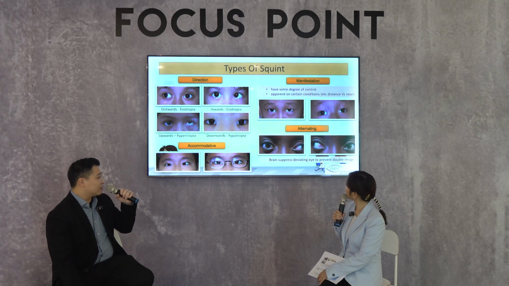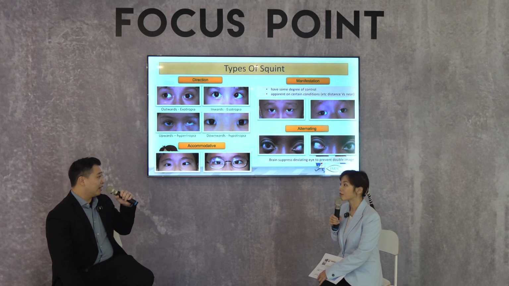Okay, there are squints that can alternate. This is mainly because they have lost their binocular single vision, so both eyes are not able to focus at the same time. So our brain suppresses one eye, and therefore they can only use one eye at a time. This is to prevent double image formation.